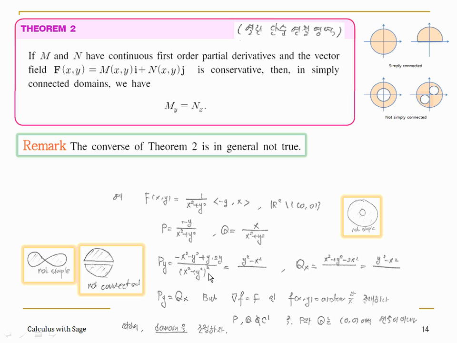And one other comment on it. This is not simply connected. This is a simply connected region. This is also not a simply connected region if it's divided like this. And these are all the different domains that we can think of.